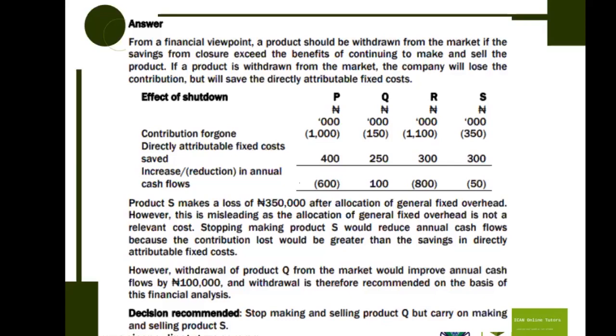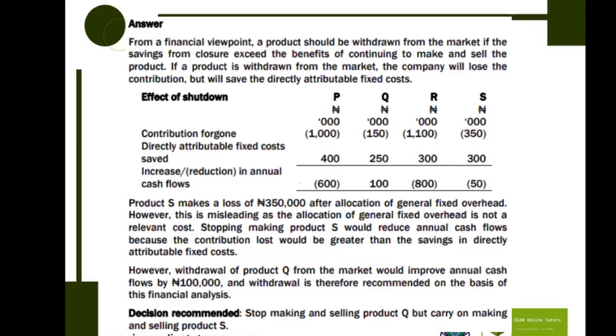So the contribution that we lose in producing P is 1,000, and the cost that would have been saved is 400. So we still have a reduction in annual cash flow of 600. Then for Q it is negative 100, for R it is 800, and for S it is 50.